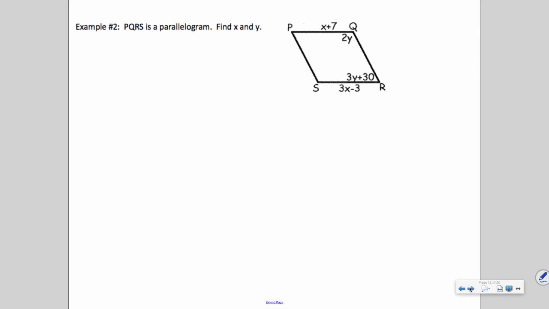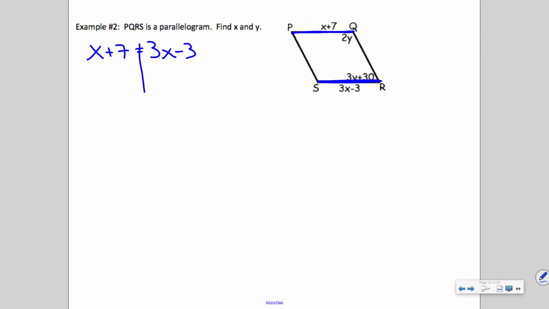In here, we have to actually solve. So what you have to decide is, are we given sides or are we given angles? So for this one, if you look at x plus 7 and 3x minus 3, those represent sides. Those are on the outside of the figure. They represent sides. So I know opposite sides are equal to each other. So I'm just going to say x plus 7 equals 3x minus 3.